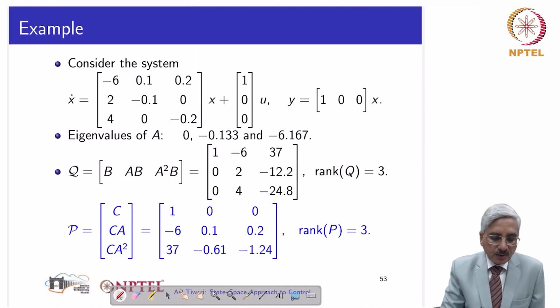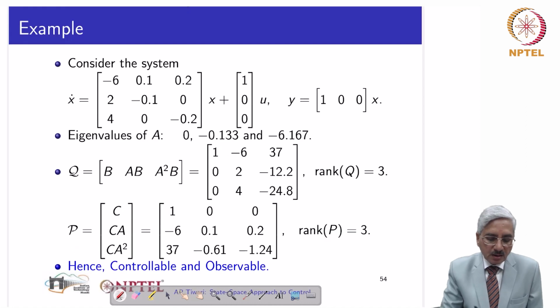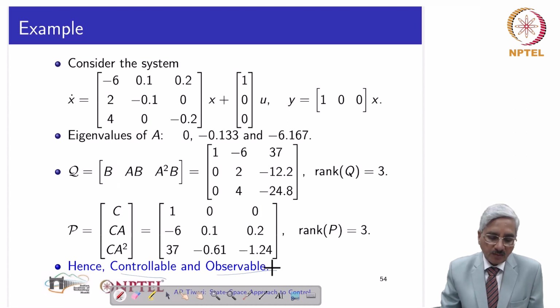Similarly, if you assemble the observability matrix and see its rank, you will get 3. So both together mean the system is controllable as well as observable. Means we can design a controller and we can also design one observer for the system. Controllability and observability properties are established for this system.